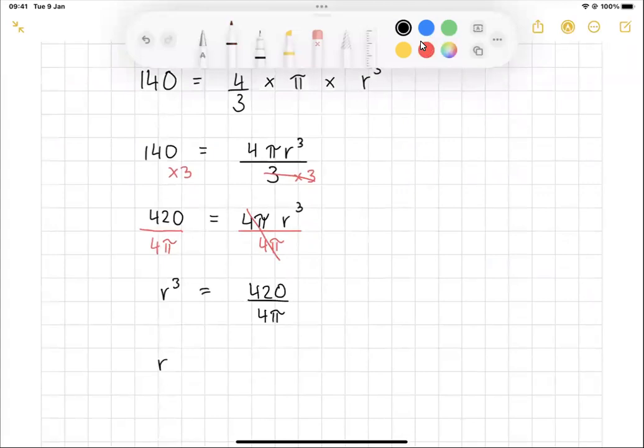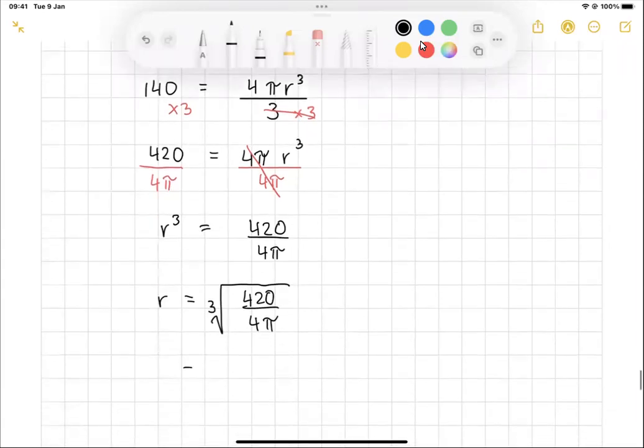Then how do we get rid of a cube? The opposite is a cube root, right? There should be a 3 at the front here to identify that it's a cube root. The cube root of 420 over 4 pi. Put that into your calculator and you should get 3.2 centimeters, rounded to 1 decimal place.